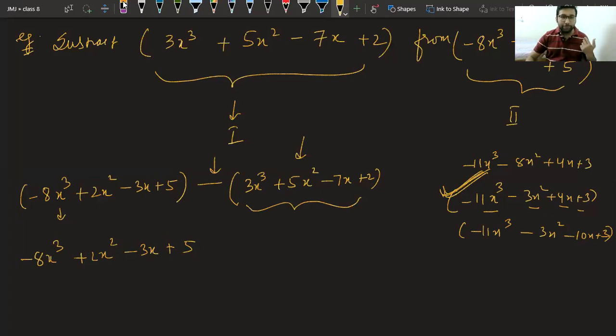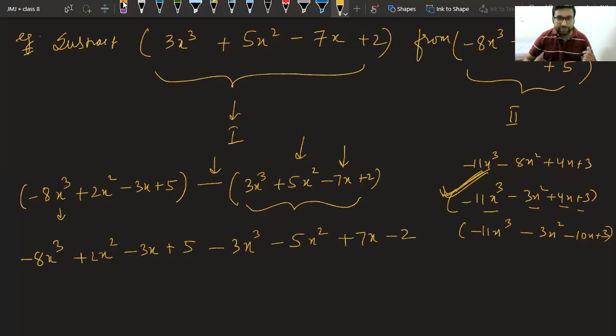And now it became minus 3x cube minus 5x square. This 7 was already negative, it became positive. He said, now how much more negative will I become? Minus 2.